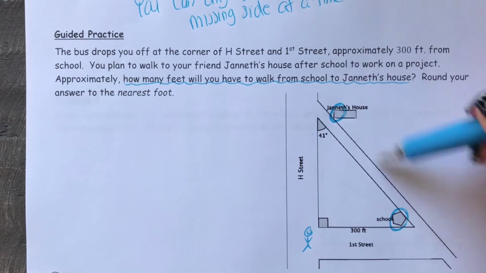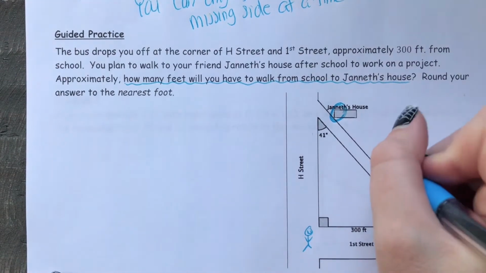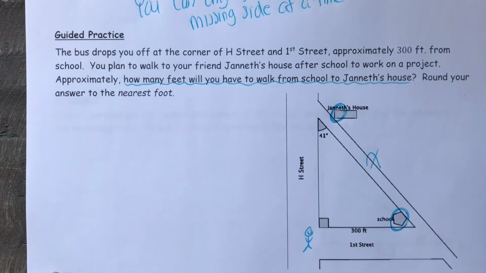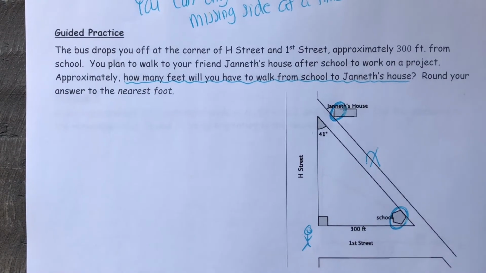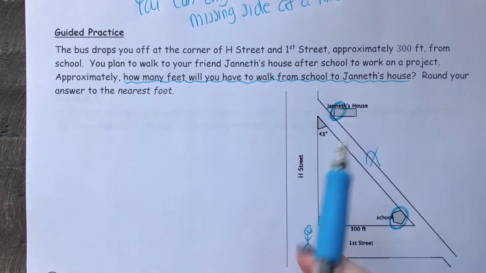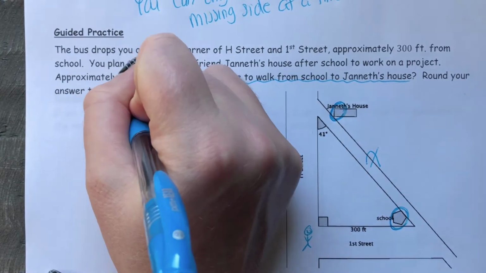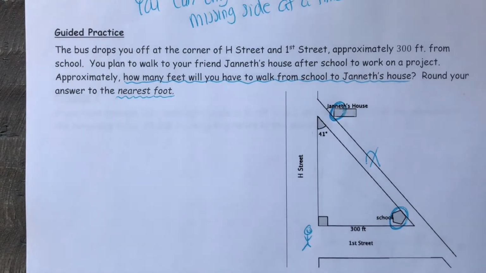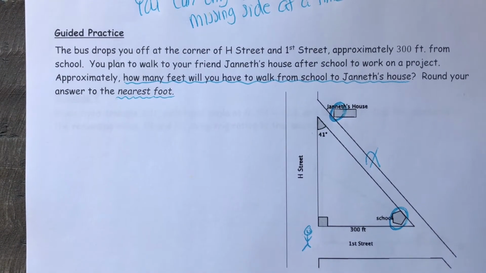So if this is the distance that I'm looking for, this is where I want to place my variable x, because I don't know what that distance is right now. I want to find it. And then it also says I have to round my answer to the nearest foot. That gives me a hint that I'm probably going to have to round, so I have to be careful.